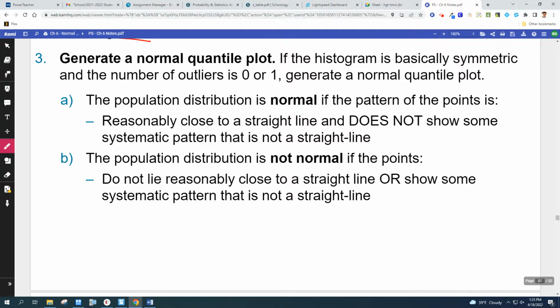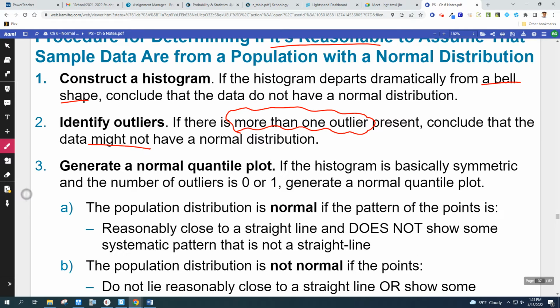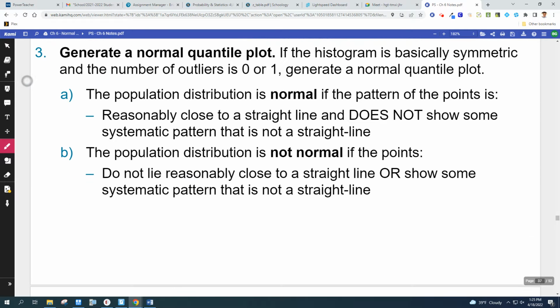Step 3, generate a normal quantile plot. If the histogram is basically symmetric and the number of outliers is 0 or 1, do this. So if these two things are in place, then we want to move on to step 3, the normal quantile plot. The population distribution is normal if the pattern of the points is reasonably close to a straight line. Again, we've got some gray language, reasonably close. We want these points pretty close to a straight line, and it does not show some pattern that is not a straight line.